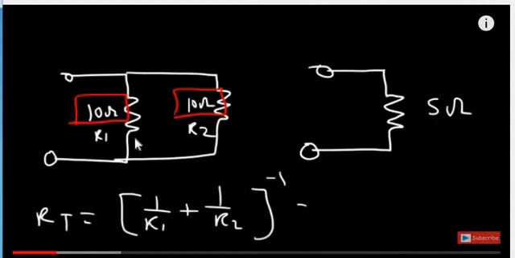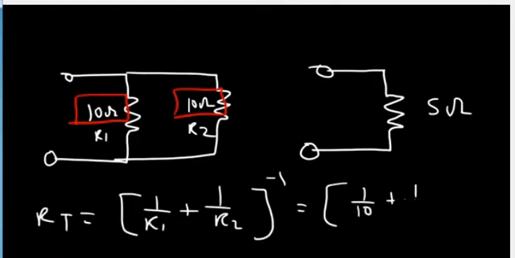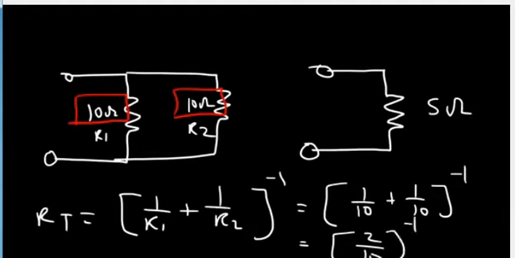So directly, when the values of the two resistances are the same, the equivalent resistance will be half of that value. You can directly write it. This will be 2 divided by 10, inverse. Therefore 10 divided by 2 is equal to 5 ohms.